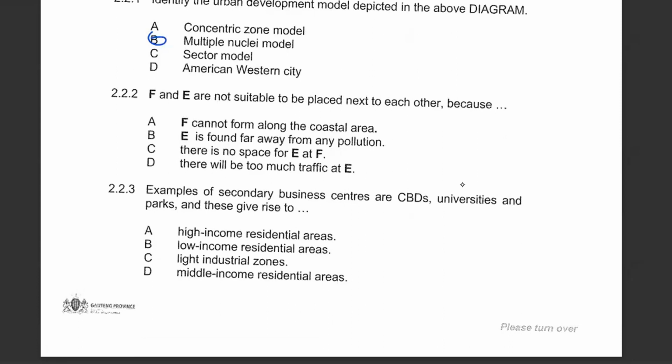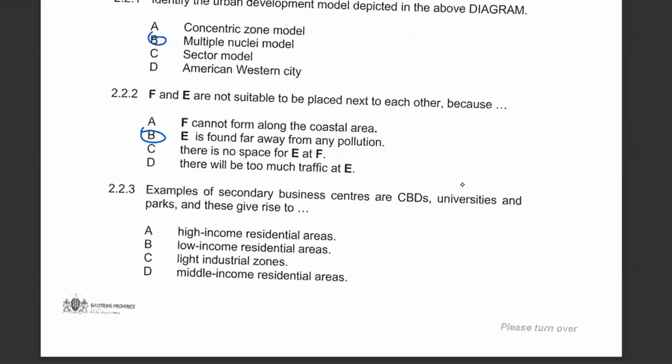For the reason being, E is found far away from any pollution. Because you have industries, they cause high levels of pollution. We cannot have a high income residential area being compatible to a heavy industry.